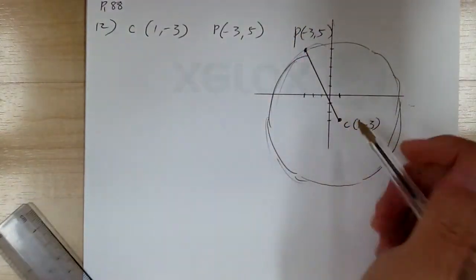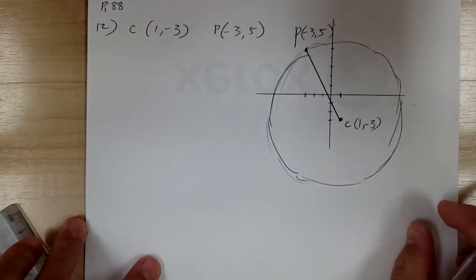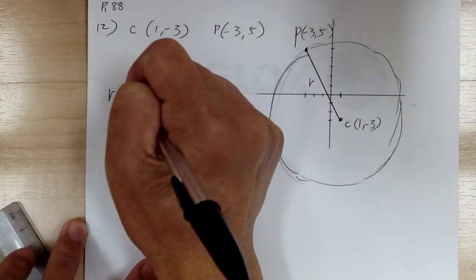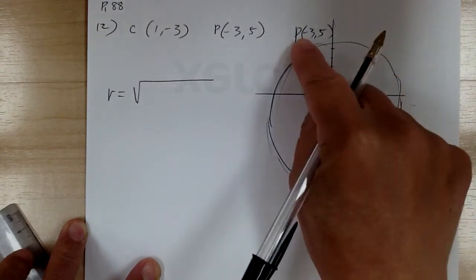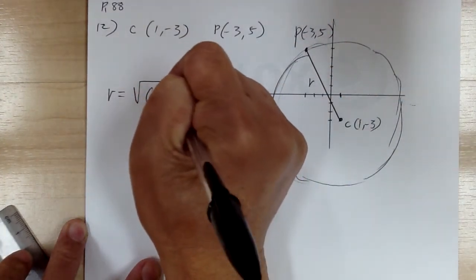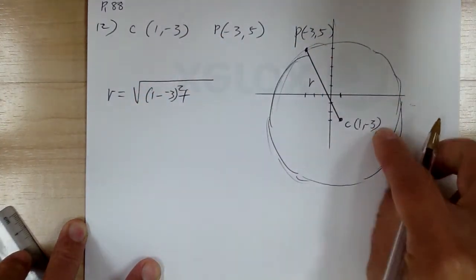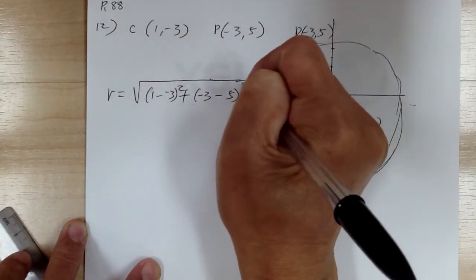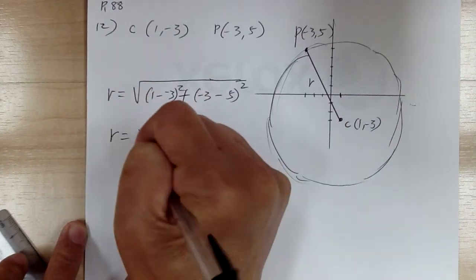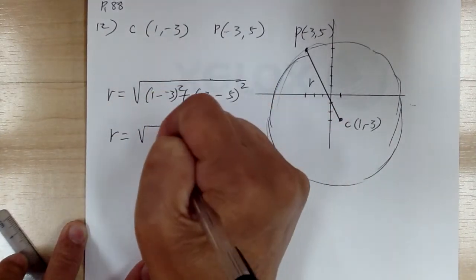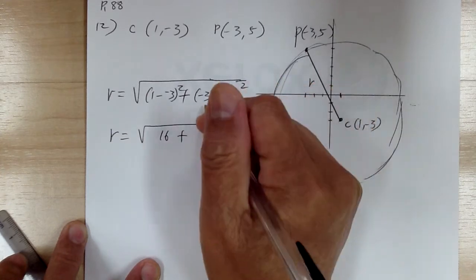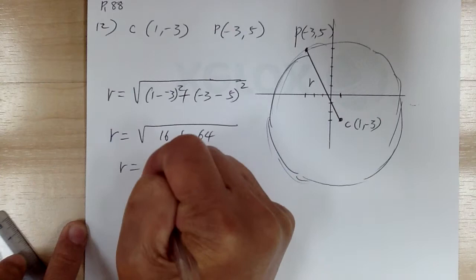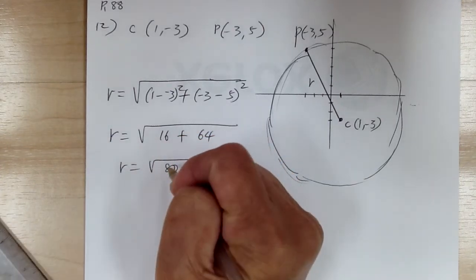So you can apply your definition of the distance. So radius would be the distance, would be equal to square root of, okay, y2 minus y1 squared, so it would be 1 minus -3 squared. Then you have -3 minus 5 squared. So radius will be equal to square root of 16 plus, this will give you -8 squared, will give you 64. So r equal to square root of 80.